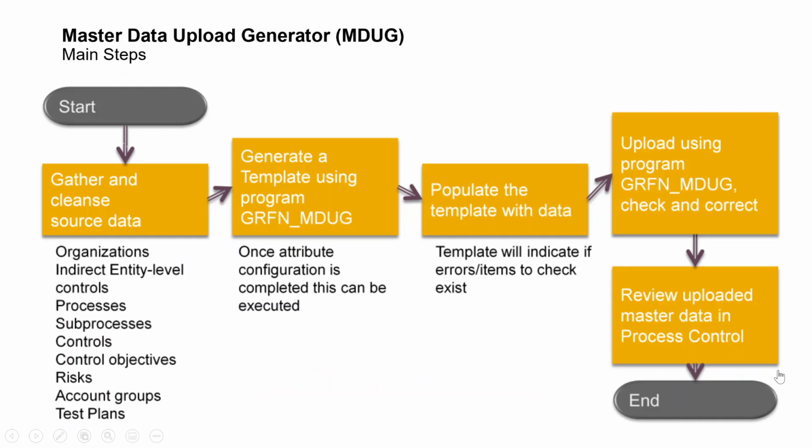So I click here and you access this information. Here you have the different steps. You need to gather and cleanse, of course, the source data first. After, you can generate a template using a program. You can populate the generated template, upload your data into the template, and review the uploaded master data in process control.